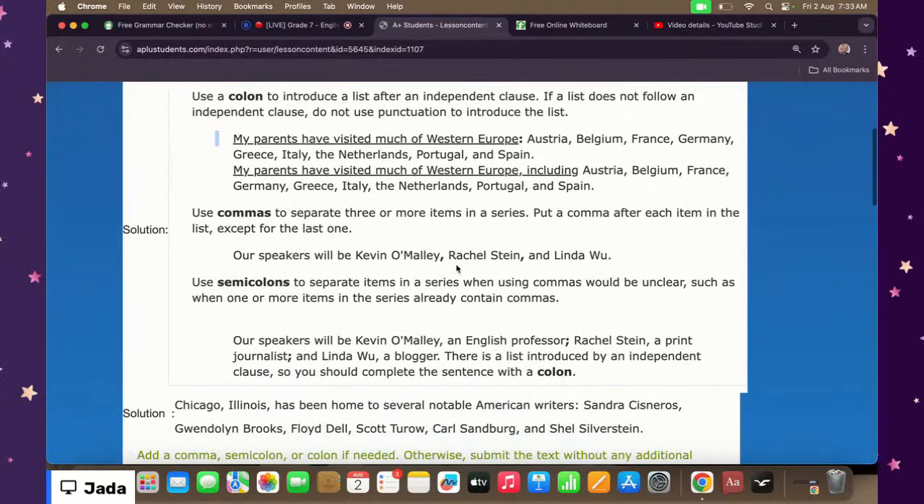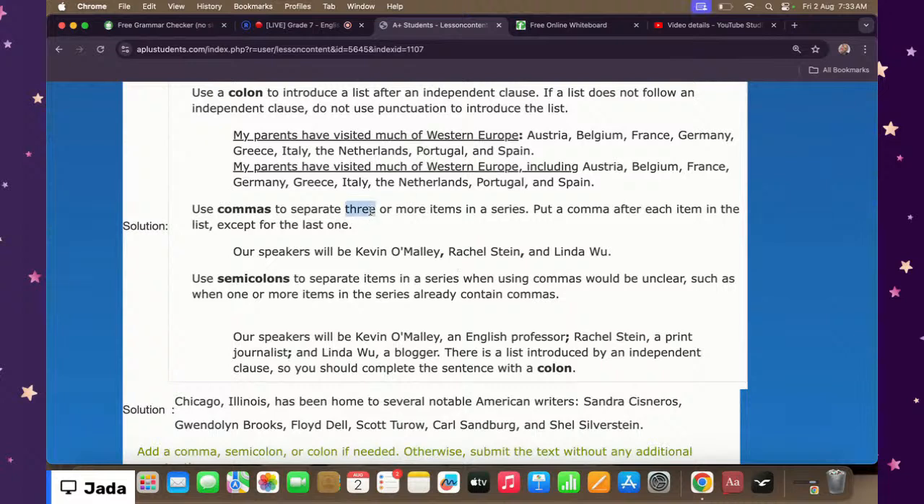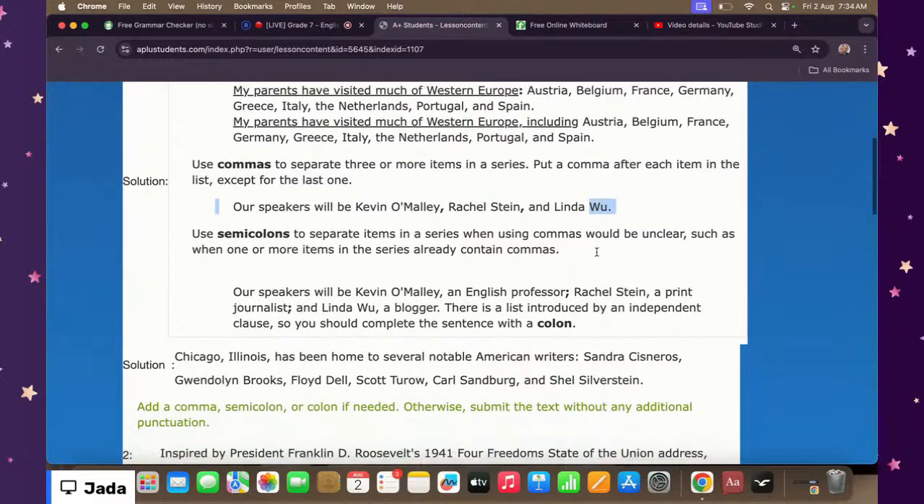Use commas to separate three or more items in a sentence. Put a comma after each item in the list except for the last one. So you use commas to separate three or more items in a series. Put a comma after each item except the last. So let's say our speaker will be Kelvin, Rachel as well, and Linda. So we have a series, right? You have to put the comma in the first, the second, but you do not put it in the last. Rachel is the second, but we do not put any comma for the last in the series.